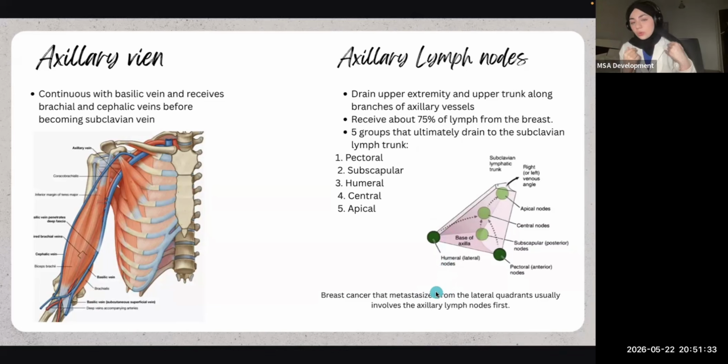Specifically where? The lateral quadrants, because to explain it a bit, you guys don't have to know the details, but the breast tissue, we divide it based on the nipple. So the nipple is this is a breast, the nipple in the middle. Now we divide it into quadrants, 4 quadrants.